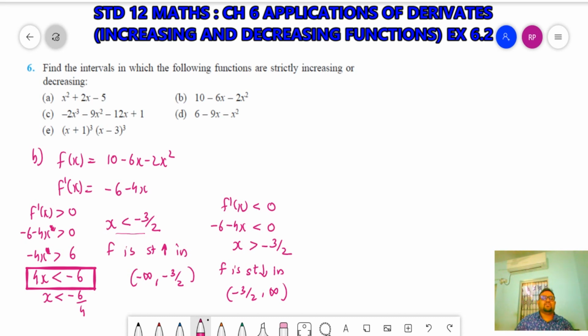So when such a type of question is there, in one interval it will be increasing, then exactly in the other interval it will be decreasing. Okay, it's increasing up to minus 3 by 2. So from greater than minus 3 by 2, it will be decreasing. Okay. Now let's see the next, that is C.